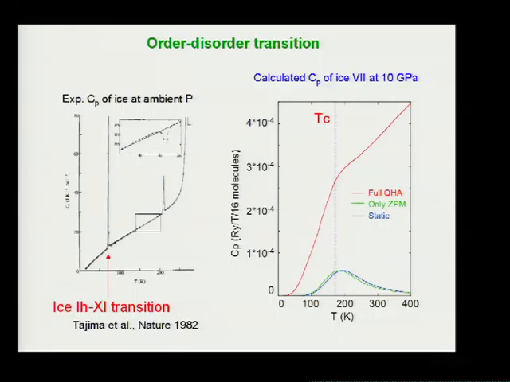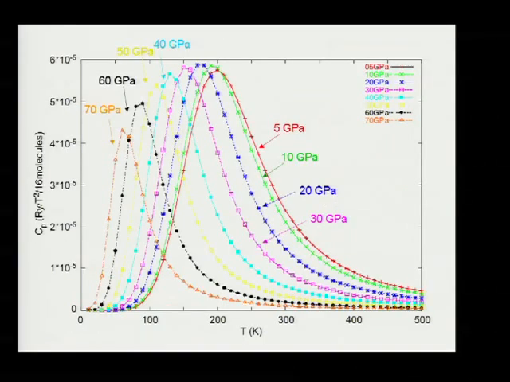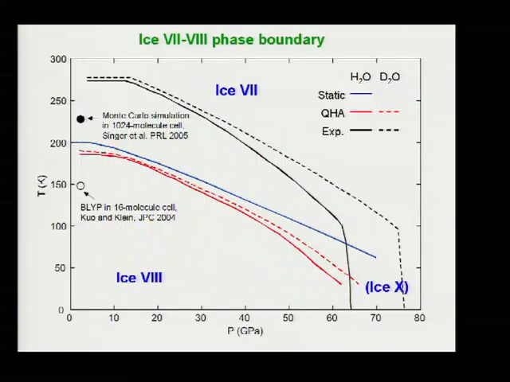In a similar way, we calculate the heat capacity for ice VII, and from this peak position we can determine the transition temperature. This is the pressure dependence of the calculated heat capacity of ice VII from 5 gigapascal, 10, 20, 30, 40, 50, 60, and 70 gigapascal. As you can see, the peak temperature of the heat capacity decreases as pressure increases. From this, we can draw the phase boundary between ice VII and ice VIII.